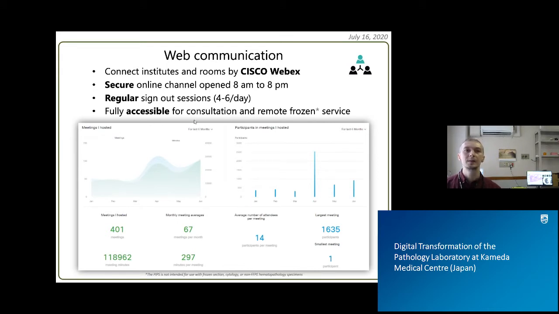And we are fully accessible for consultation from different locations, remote frozen service, or whatever, some administrative discussions. So in real time, that's very important. I would say if Philips is like the heart of our digital pathology system, then web communication is probably something like a nervous system, like a spinal cord for us.